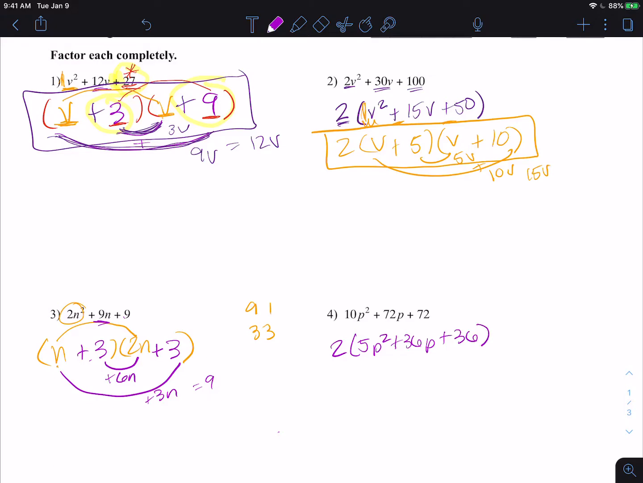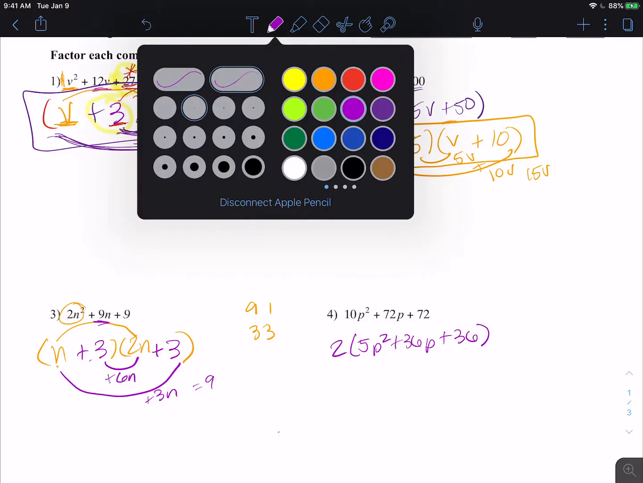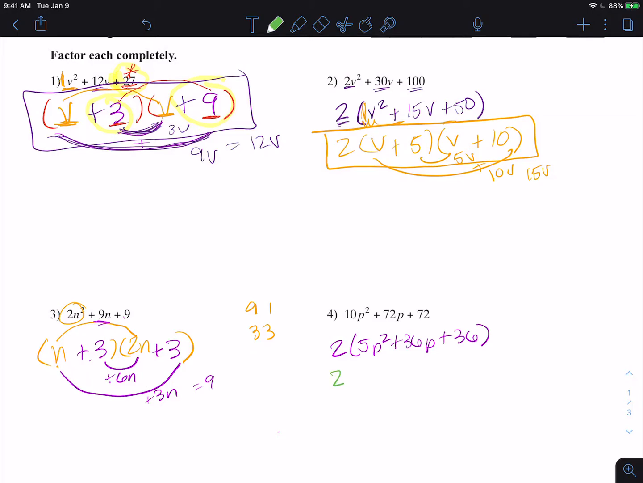Okay. So again, for guess and check, I like to make my sets of parentheses, so don't forget to keep the 2, or your common factor, out in front. There's only one way to multiply to 5 with whole numbers, so we've got 5p and p. And it's always really nice when this front number is a prime number because it makes it easy to find your numbers. Okay, for 36 we have quite a few options available to us, right?